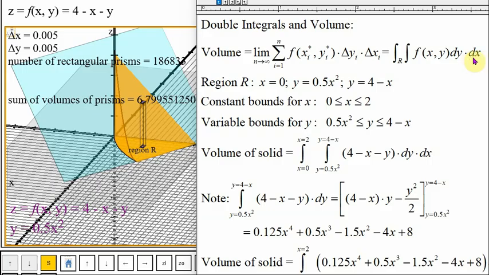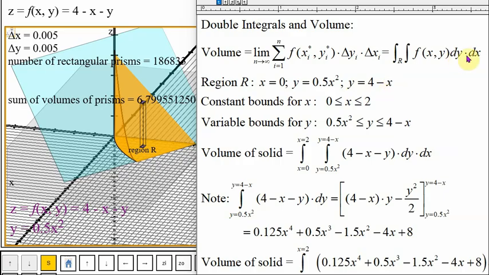And so since we're doing dy dx, and region R is bounded by the graphs of x equal to 0, y equal to 0.5 x squared, and then this line right here, the x-intercept is 4, the y-intercept is 4. So the slope of this line will be negative 1. And then the y-intercept is 4. And therefore the equation is y equal to 4 minus x.